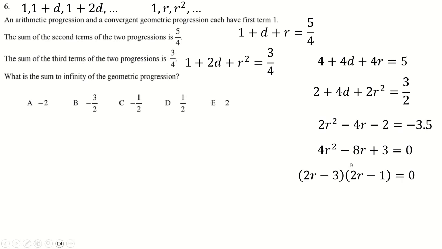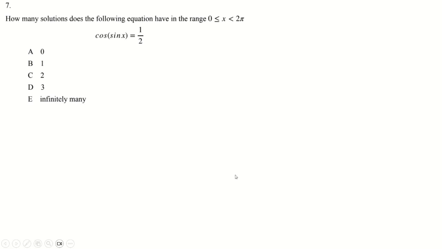And now this factorizes because it's TMUA. And so you get answers of this and this. Now this is not allowed because that would make a non-convergent progression. So r is a half, which means the sum to infinity is a over 1 minus r, where a is 1, as it said before, and r is a half. So it's just 1 over 1 minus half, which is 2, I believe, for our answer.